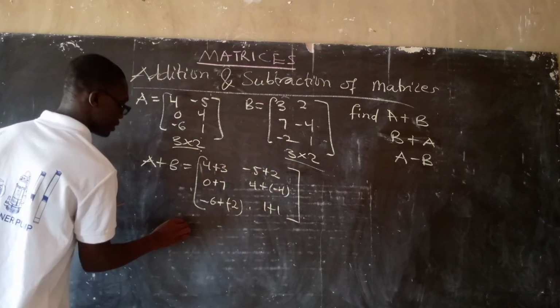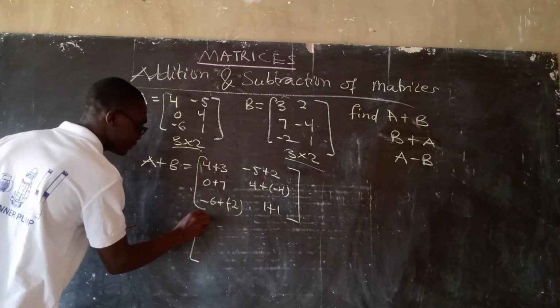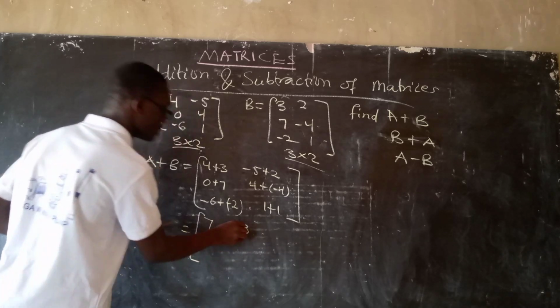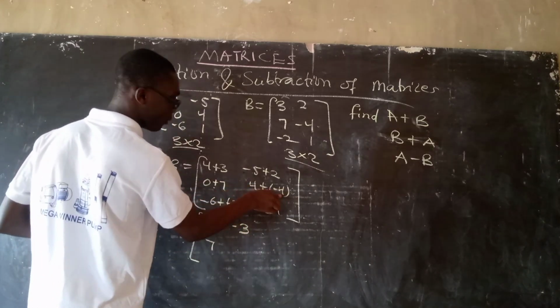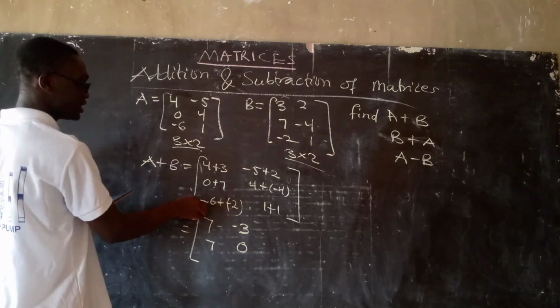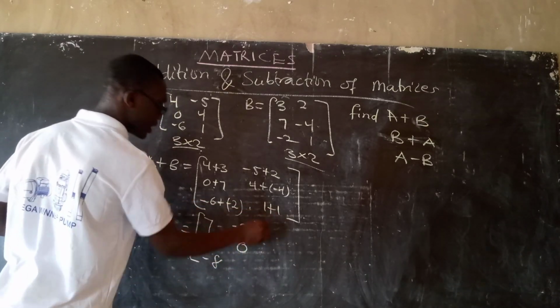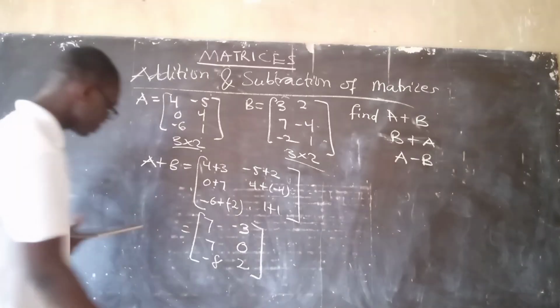Now let's simplify this matrix. 4 plus 3, we have 7. Negative 5 plus 2, we have negative 3. 0 plus 7, we have 7. 4 plus negative 4, we have 0. Negative 6 plus negative 2, we have negative 8. 1 plus 1, we have 2. So this is the result of A plus B.